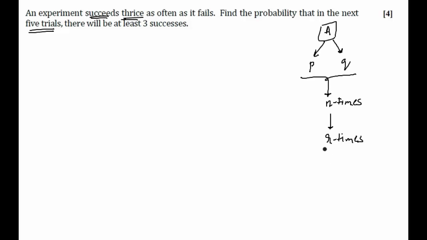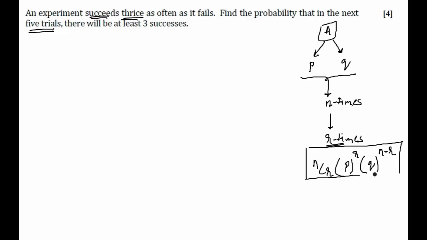If this is the question, then the value of probability comes out to be nCr into P to the power r, because I want r times success. The remaining times I should get failure, so it will become Q to the power n minus r. This is the formula of binomial probability. We will be applying this formula directly in our question.